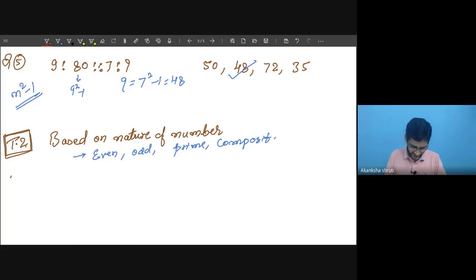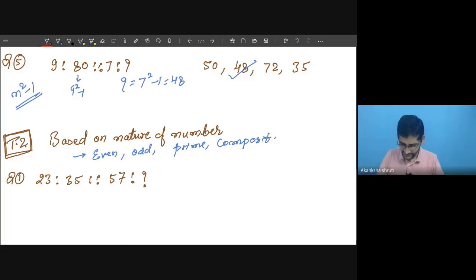So write down a question. Let us take question number 1. As 23 is to 35, then 57 is to what? What will be the unknown?